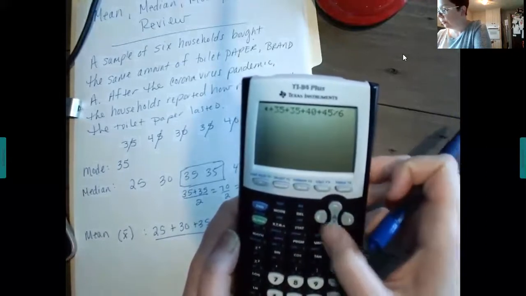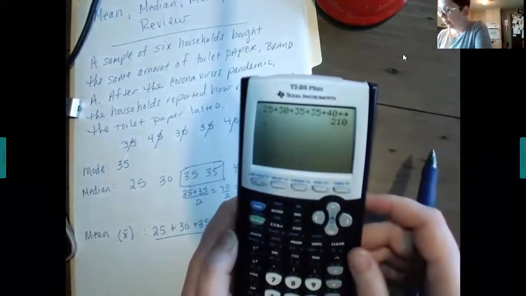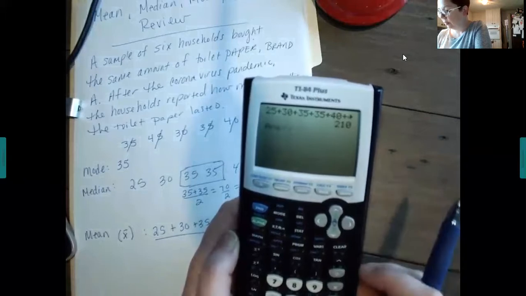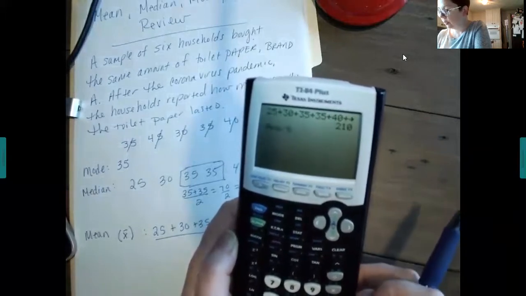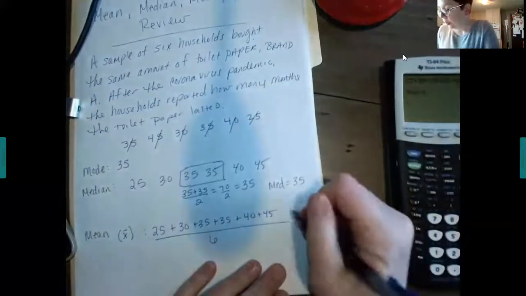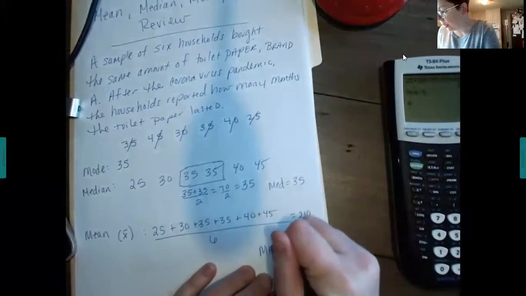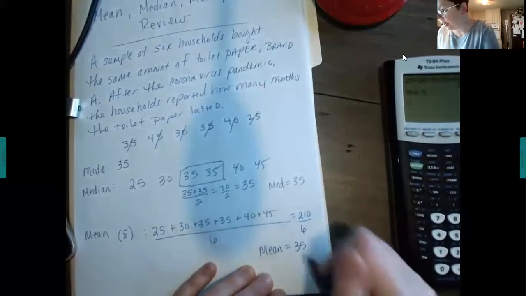So we want to get the sum first. So add it, and then divide by the number of numbers. So we had 6 numbers. Okay. So we get 35. The sum was 210. We divide by 6. So our mean is 35.